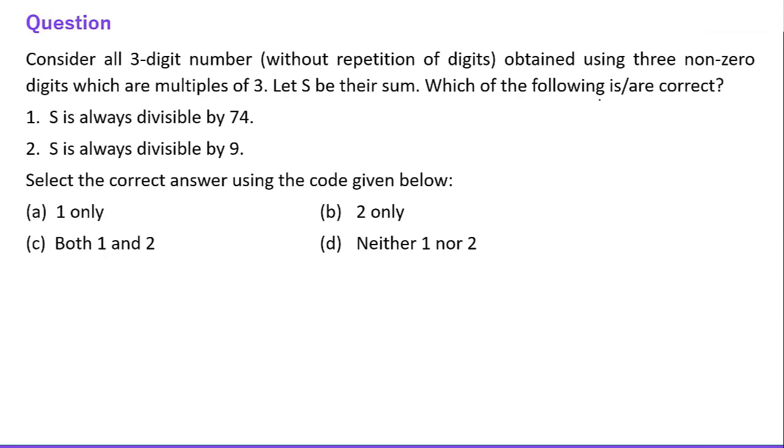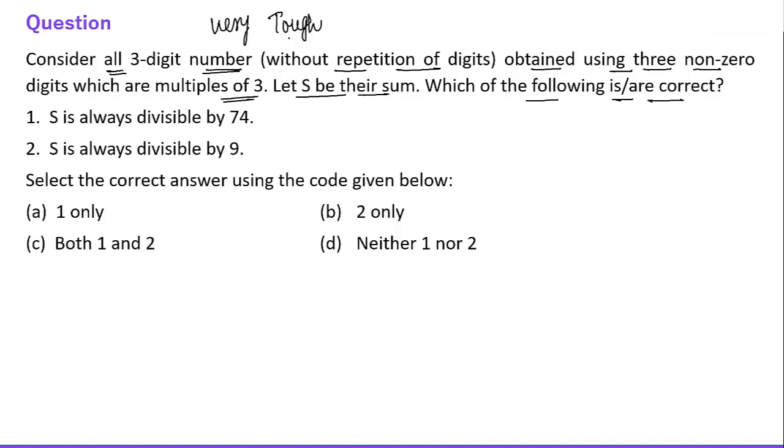The next question says, consider all three-digit numbers without repetition of digits, obtained using three non-zero digits, which are multiples of 3. Let S be their sum. Which of the following is correct? See everyone, this question is very tough. In the examination hall, it is my personal suggestion, please don't try to solve these types of questions if you haven't seen them before.